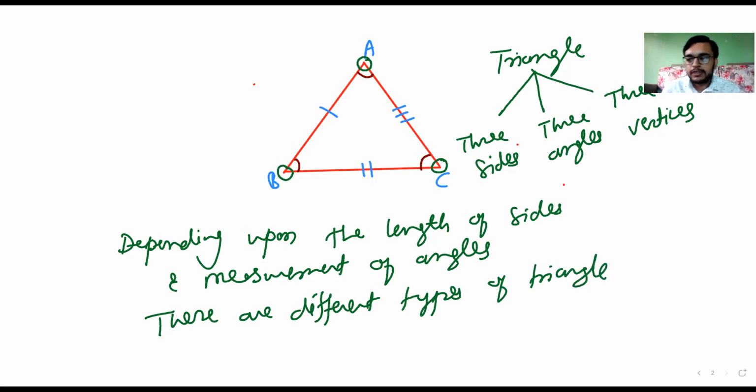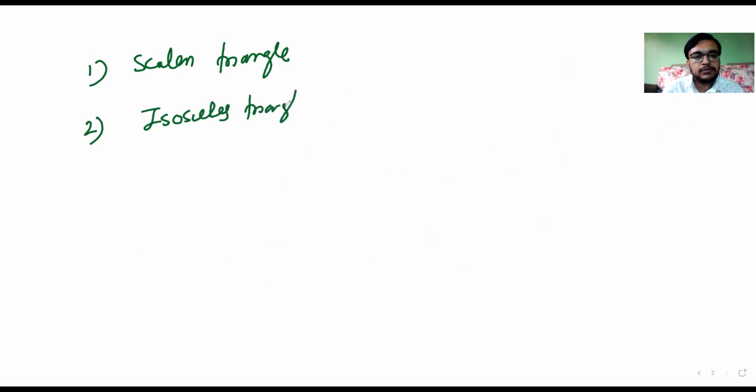And which are they? Can you suggest? They are basically, first one is scalene triangle. Now, what is meant by scalene triangle? In which all three sides and angles are different, right? Scalene triangle, then isosceles triangle, equilateral triangle, right? These are basically three main types.